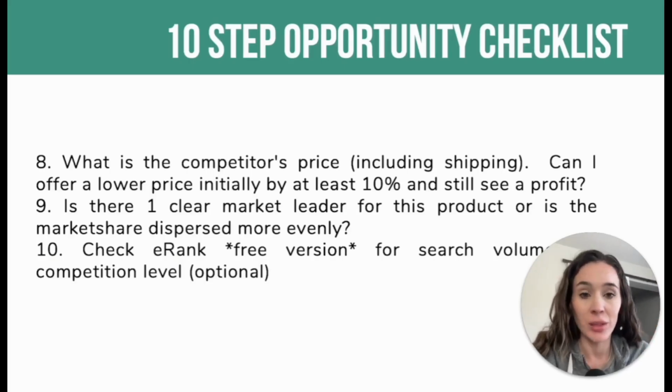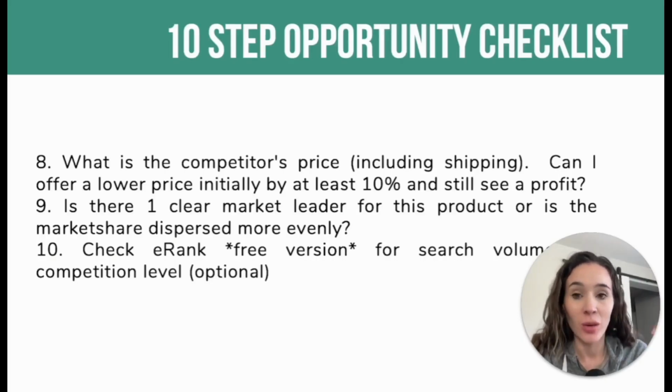Number 9, is there one clear market leader for this product, or is the market share dispersed more evenly? If you are going up against a shop that does multi 6 figures a year on this one type of product, they have 500 listings of this one type of product, they own the market, their pricing is sharp because they're doing a volume play here, right? They're almost mass producing this one thing, right? So their efficiency and their supply costs, like their material costs, are going to be very low, and it's going to be very hard to compete against someone like that.